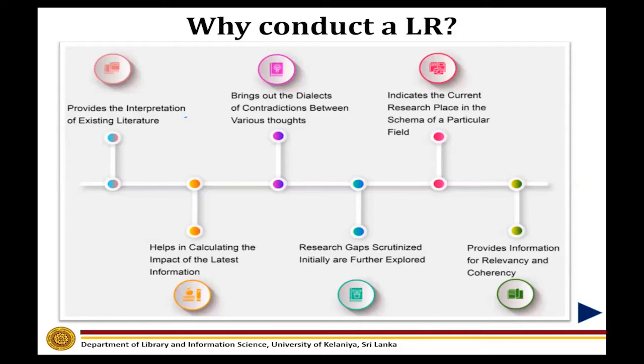Okay, so the last one is it provides information for relevancy and coherency, right? That's really true, because when we are reading a research article or research project, we will be able to identify who has conducted the literature review well and who has not. Because your text, your content, definitely shows the wealth of information that you retrieved from the literature, right? So in order to conduct quality research, that's why we should conduct a literature review properly, right?